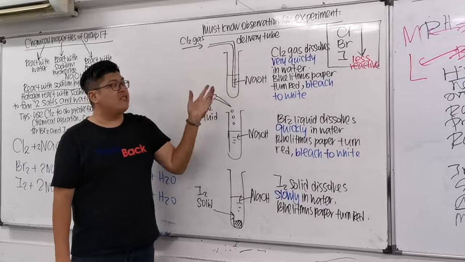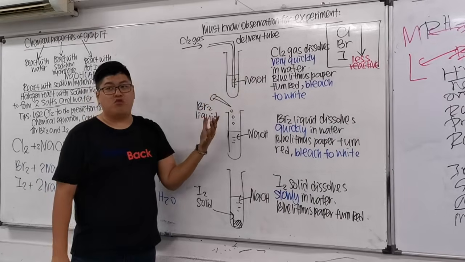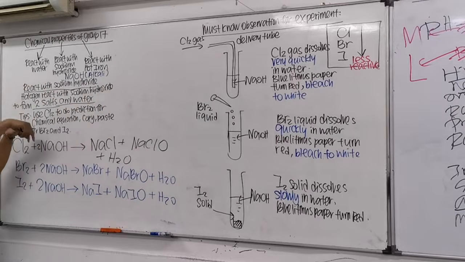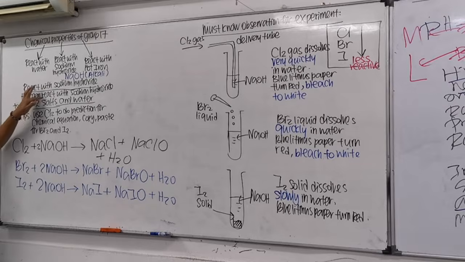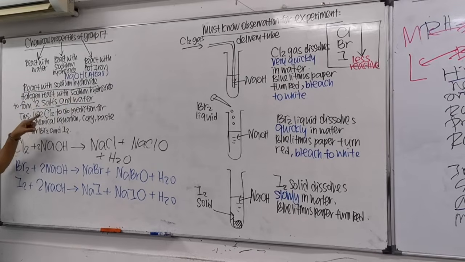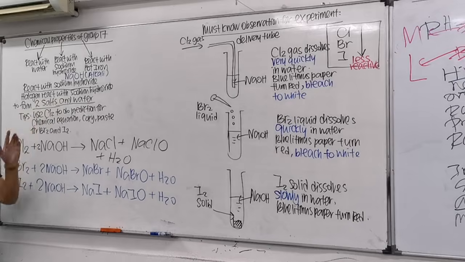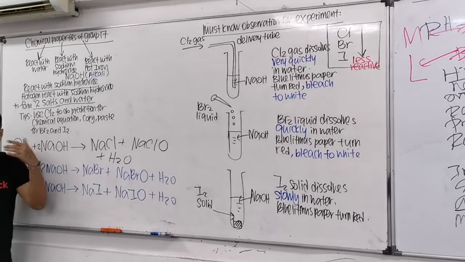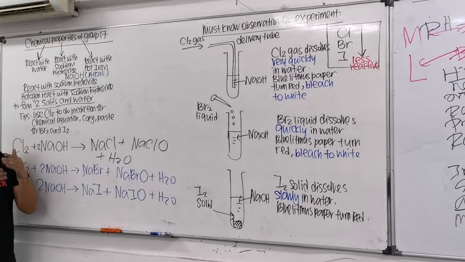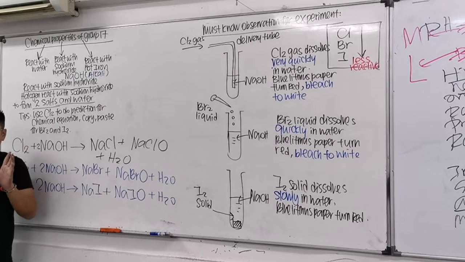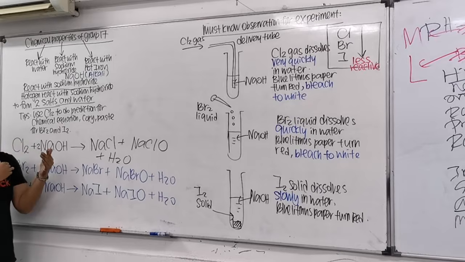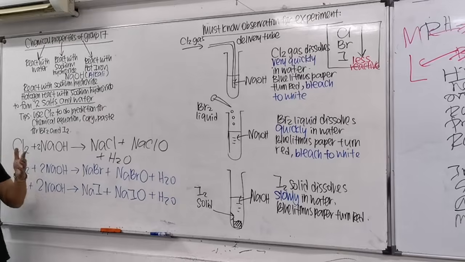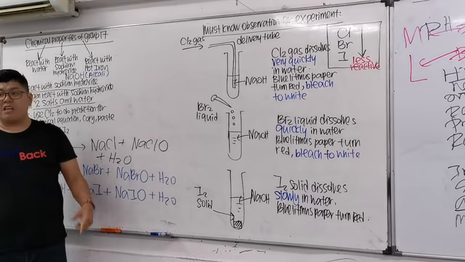You see guys, just now we write litmus paper blue to red, bleach to white because we form 2 acids, right? Everyone look back here. In this particular scenario, when halogen react with alkali, sodium hydroxide, what do you form? Salt and water, right? Guys, is salt acidic or alkaline? No, right? Salt is not acidic, salt is not alkaline, salt is neutral. Okay, I want you all to learn from now. So you form a neutral thingy.